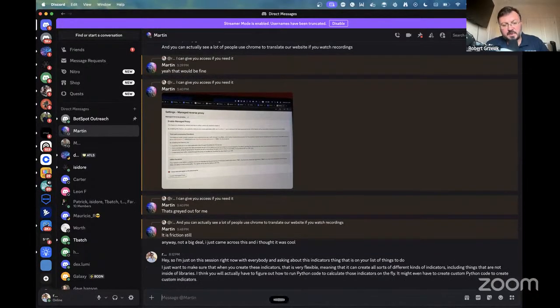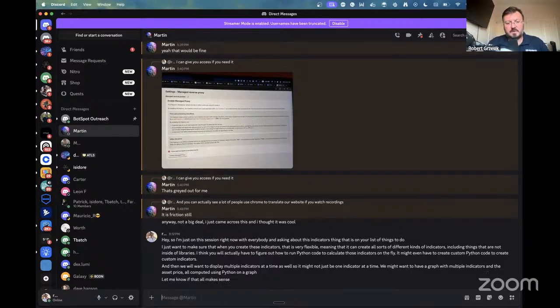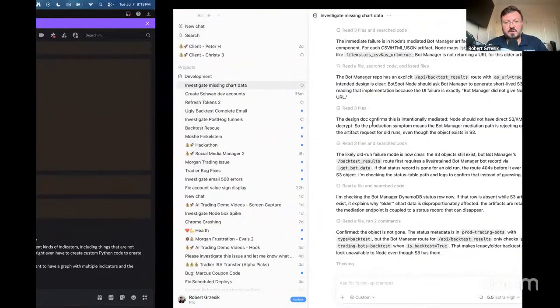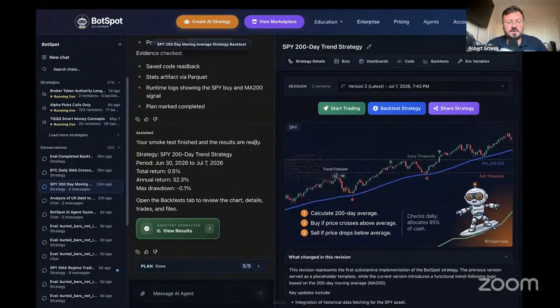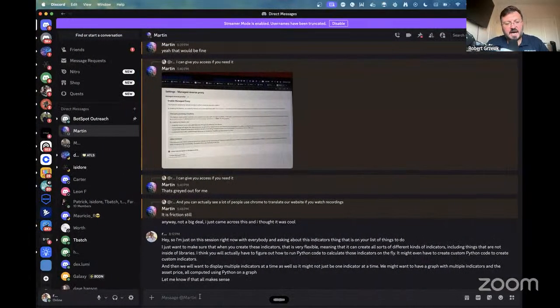And then we will want to display multiple indicators at a time as well. So it might not just be one indicator at a time. We might want to have a graph with multiple indicators and the asset price all computed using Python on a graph. Let me know if that all makes sense. Yeah, so this way we can make this thing super flexible, right? That you'll be able to calculate a lot of little details and stuff. Or maybe the indicators get calculated by JavaScript on the front end. I'm not sure what makes more sense.